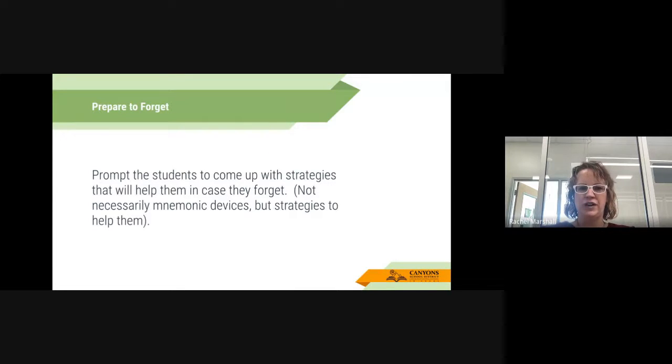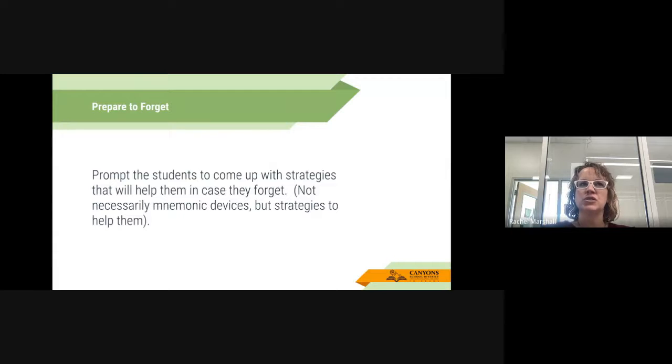So preparing to forget. Basically, what you're doing is you're helping the students prepare to come up with strategies that will help them in case they forget. It's not telling them a mnemonic device. It's helping them come up with strategies to remember and to find patterns. So again, a mathematics example would be PEMDAS. We all know what PEMDAS is, but do you know when to use it? A mnemonic device doesn't necessarily work unless you know how to use it.